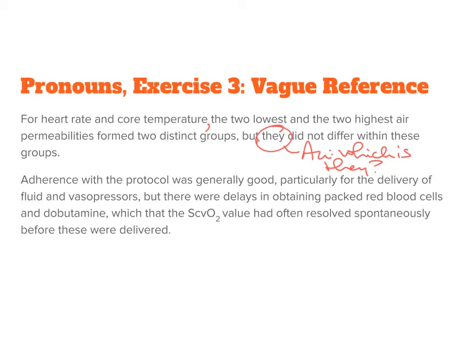The second part: adherence with the protocol was generally good, particularly for the delivery of fluid and vasopressors, but there were delays in obtaining packed red blood cells and dobutamine, whatever, before these were delivered. And again, it's unclear what "these" is. Is it referring to the protocol or the delivery of the fluid and vasopressors? Is it referring to obtaining packed red blood cells and dobutamine? I'm sorry, I can't pronounce that word at the moment. So again, when it's unclear, you could take a guess if you're editing, but I would always query the author.